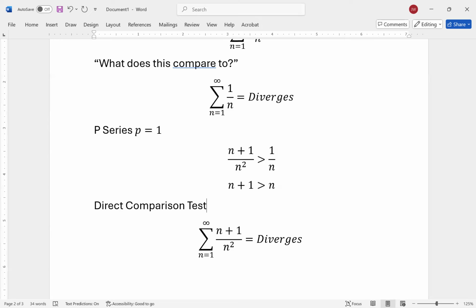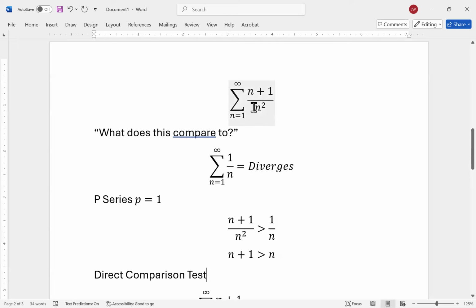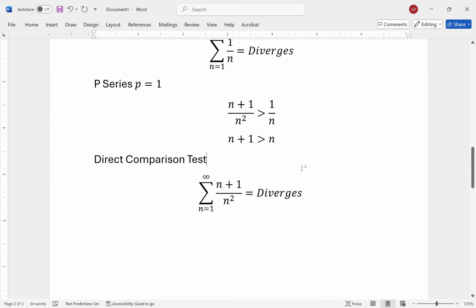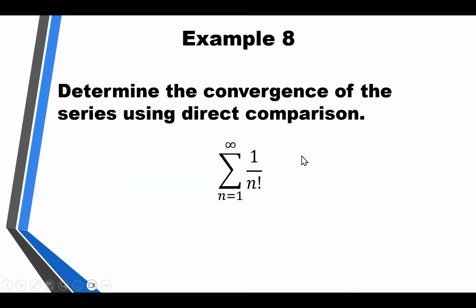So if an infinite series summing up smaller numbers diverges, then I know that the infinite series summing up the bigger numbers also has to diverge. Let's do another direct comparison test.